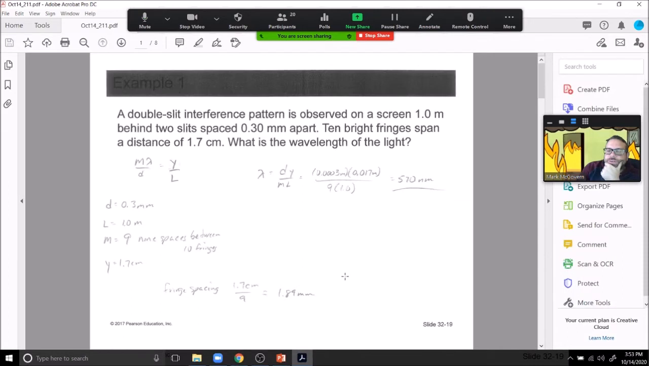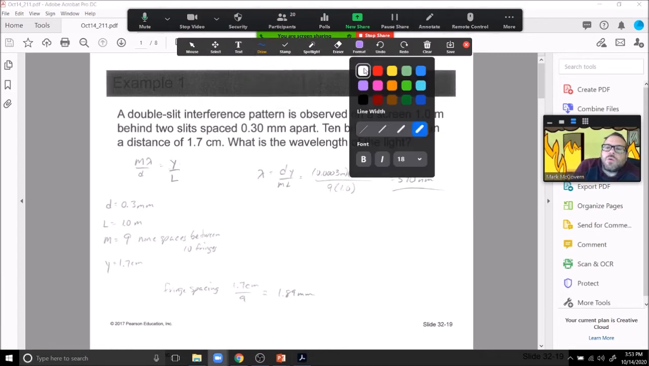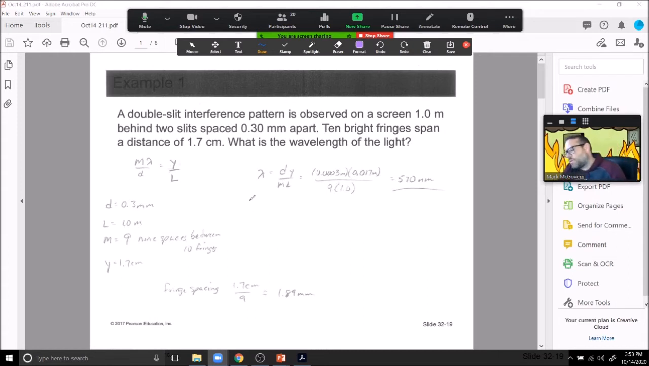Where is that? Right there. Okay, now, let me think here. There's a few things I'll need to illustrate to properly communicate this. Let's go with the lavender, I love the lavender. So we've got our m lambda equals d sine theta.